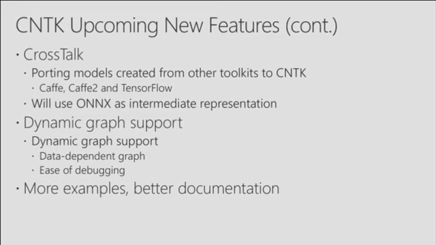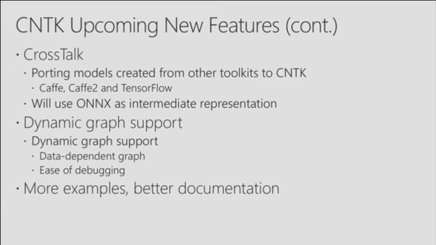We are also working on something called Crosstalk. We got feedback that a lot of the existing models on the internet are based on other frameworks, so we would like to port models created from other toolkits to CNTK. That probably includes Caffe, Caffe2, TensorFlow, etc. This is ongoing work. I think we already have Crosstalk for Caffe. And we're going to use ONNX essentially as the intermediate representation for doing all these conversions.